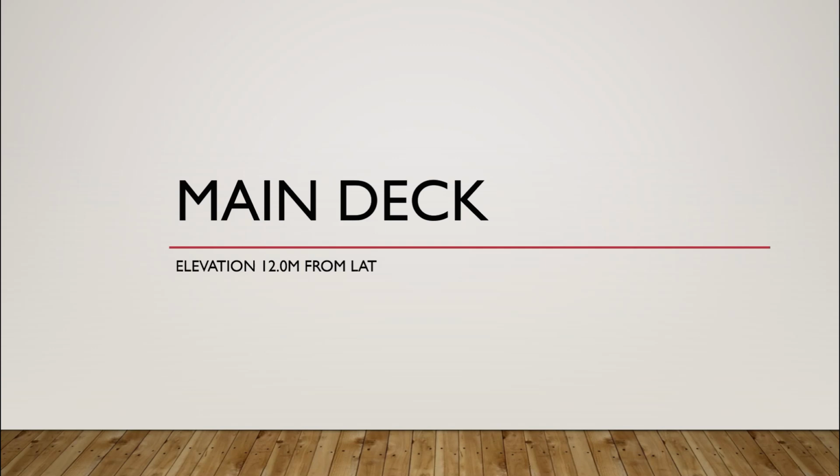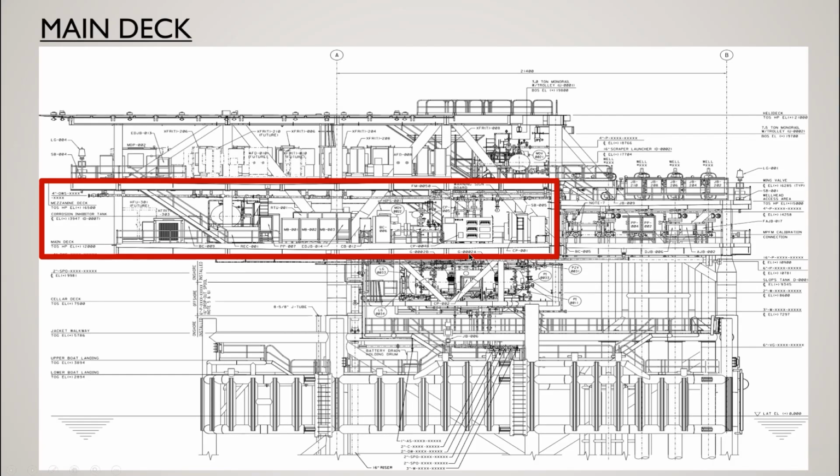After the cellar deck there is a main deck, and the main deck is normally 12 meter high from the LAT. You can say the difference between the cellar deck and the main deck is approximately 4.5 meter, but it all depends on standard to standard and company to company. As you can see, this is the cellar deck, and from the cellar deck this is the main deck, the elevation is 12 meter. The main process components and electrical components, and many things are there at this level. That's why it is called the main deck.